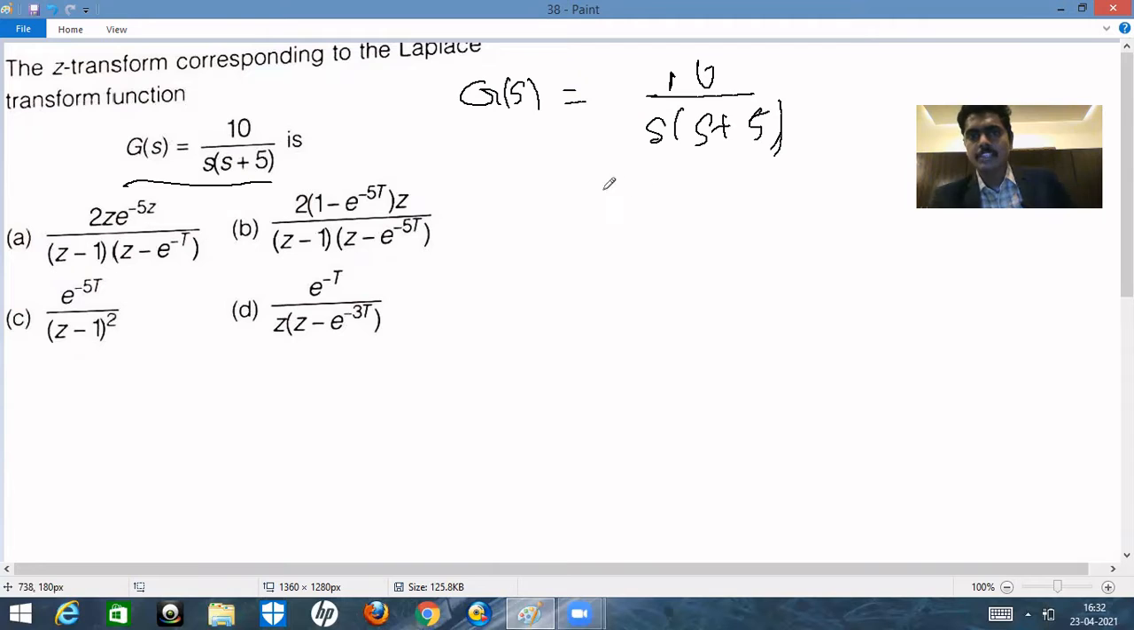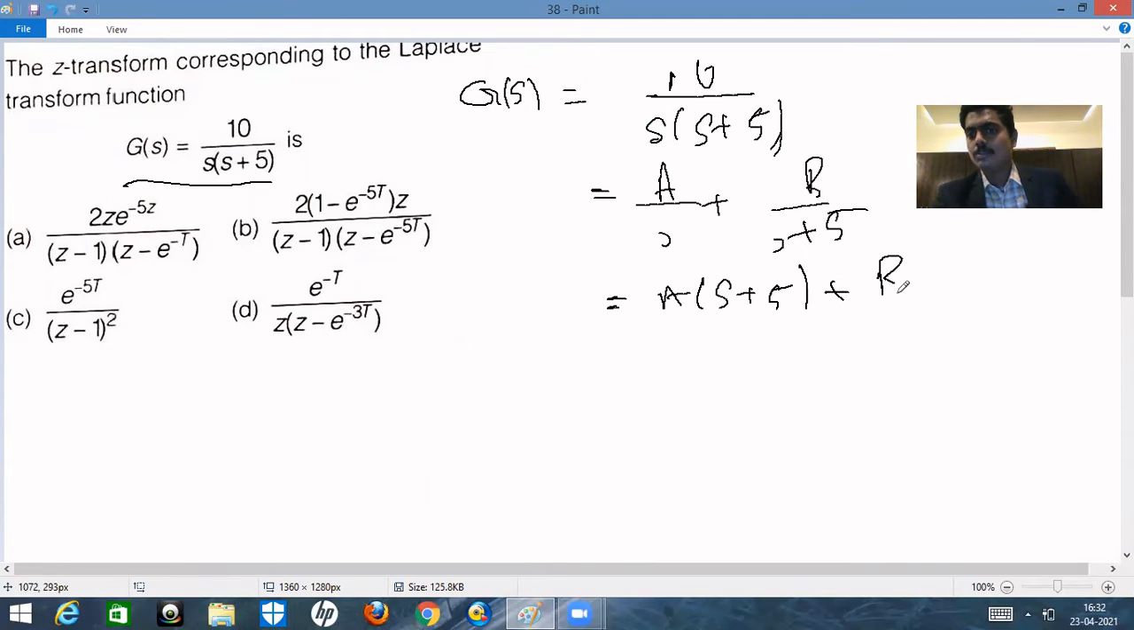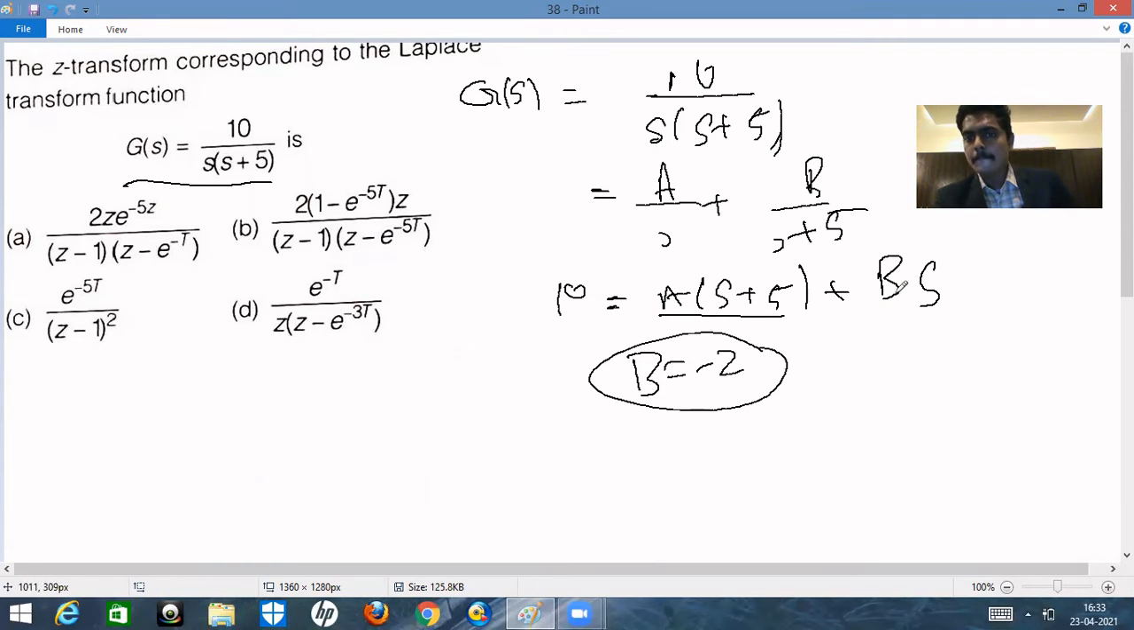So if you apply partial fractions over here, you will get A upon s plus B upon s plus 5, isn't it? So if you apply that, A into s plus 5 plus B into s is equal to 10, right? We have 10 in the numerator. So if you substitute s is equal to minus 5, the A term will be cancelled out, and you will get B is equal to minus 2 simply. If you substitute s is equal to 0, you will get A is equal to 2 simply.